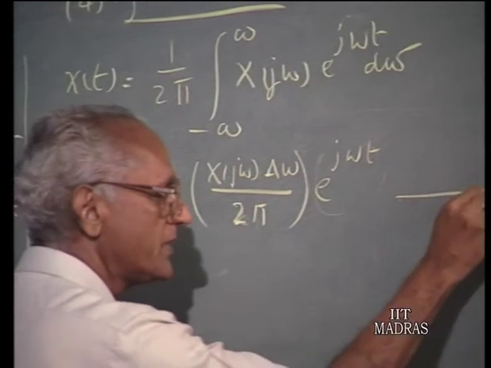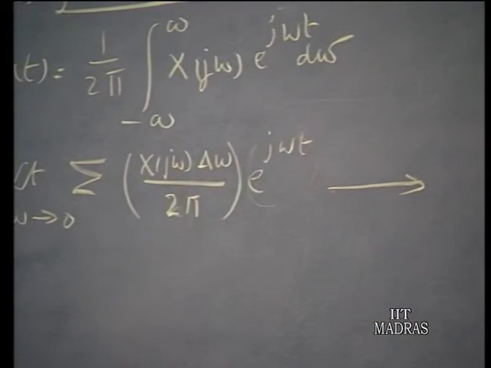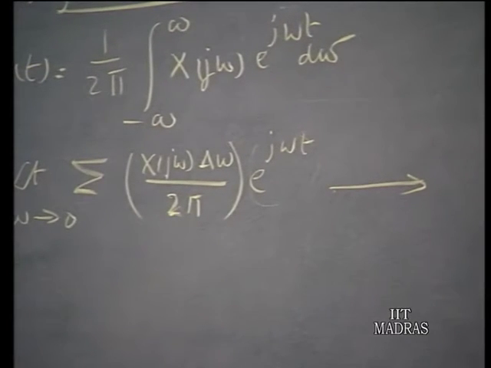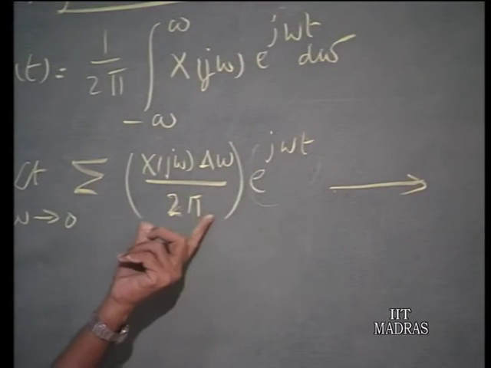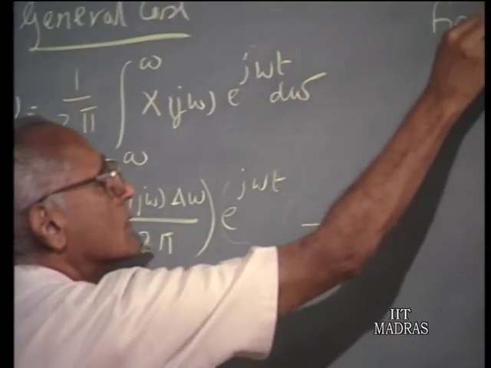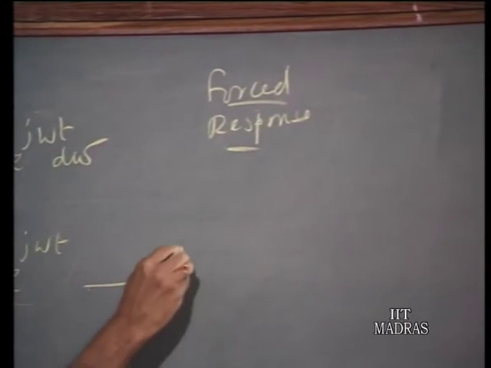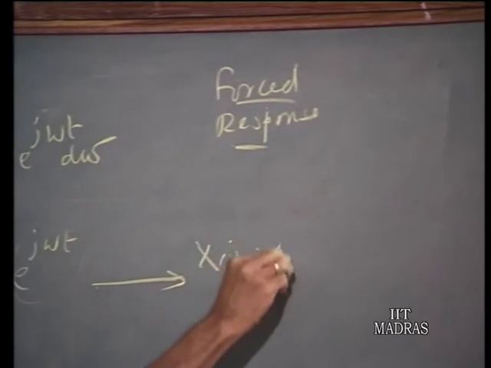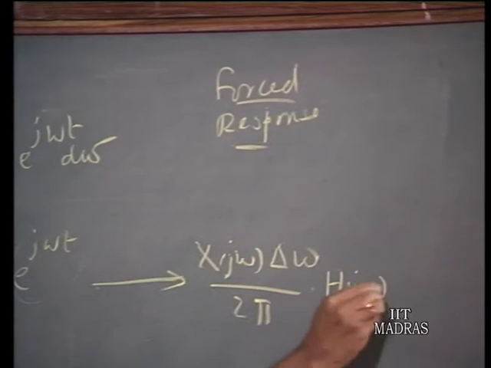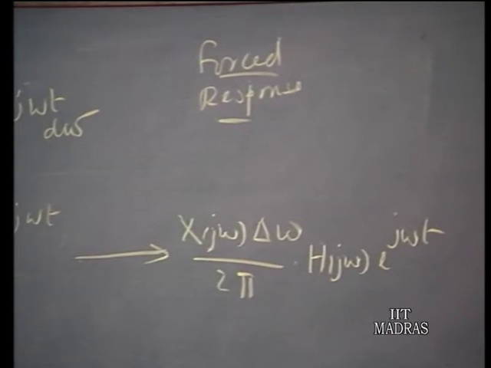Now, from this you conclude, since if it is e to the power of j omega t, the forced response is h of j omega times e to the power of j omega t. All we are doing is, instead of e to the power of j omega t, you have a certain amplitude, a certain coefficient. So, the forced response will be x of j omega delta omega over 2 pi times h of j omega e to the power of j omega t. And once again here also we have that limit as delta omega goes to 0.